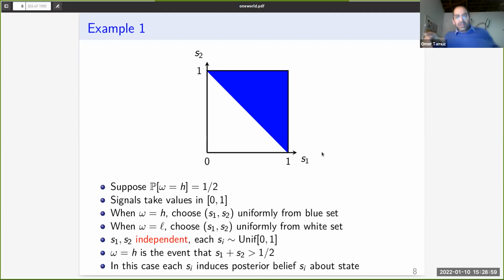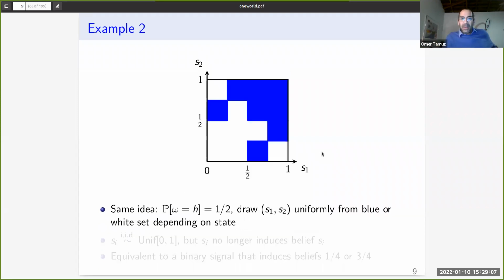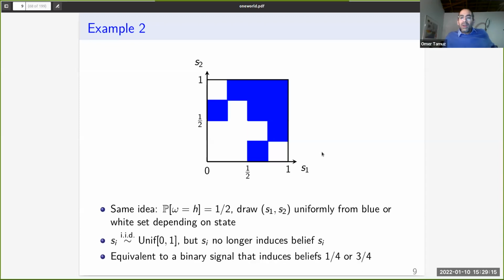Okay, that's a good question. So actually here, if you just look at each player on their own, the signal in this example dominates the signal that you get here. So this one is more informative than this. But what I was saying is, imagine that it has to be a binary signal, in the sense that the belief distribution that it induces only takes two values.